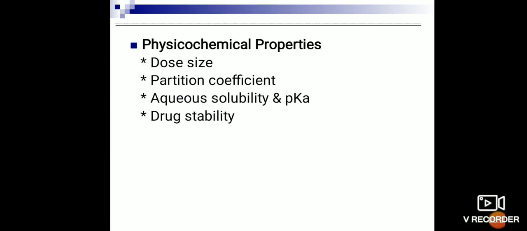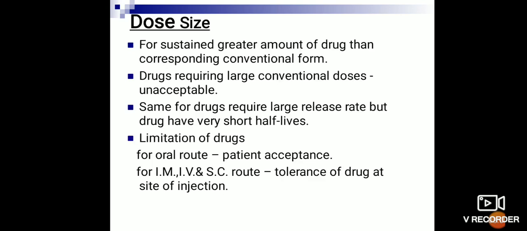Next one is the factors which affect the sustained drug delivery system or controlled drug delivery system. The first factor is physicochemical property. In physicochemical property, we consider dose size, partition coefficient, aqueous solubility, pKa, and drug stability. One by one we are discussing. The first one is dose size.